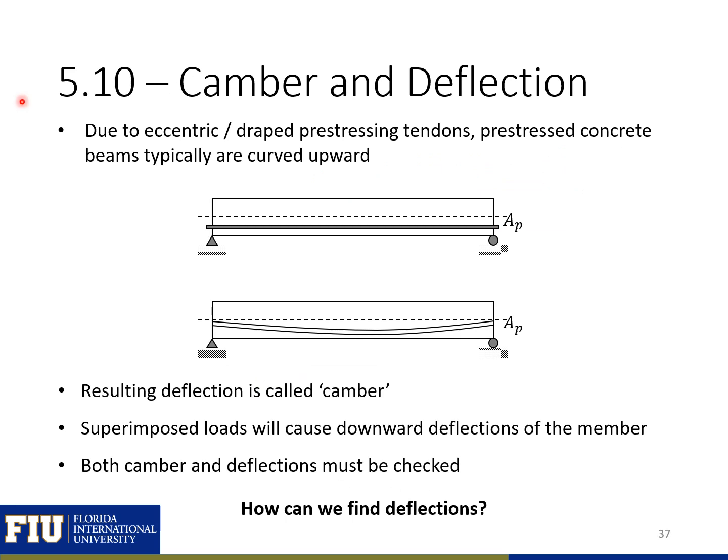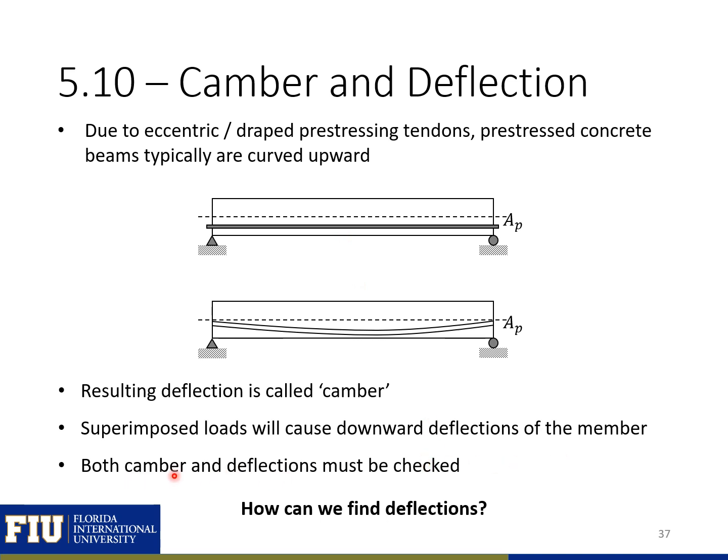Next, we're going to talk about camber and deflections. Essentially, due to the eccentric or draped pre-stressing tendons, our pre-stressed concrete beams are typically going to be curved upward under no load. This upward deflection that happens is called camber. Superimposed loads are going to cause downward deflections, but they need to overcome the upward deflection before we have any kind of negative deflection in the beam. Typically, because of camber, a beam will always have an upward deflection or zero deflection under applied loads.